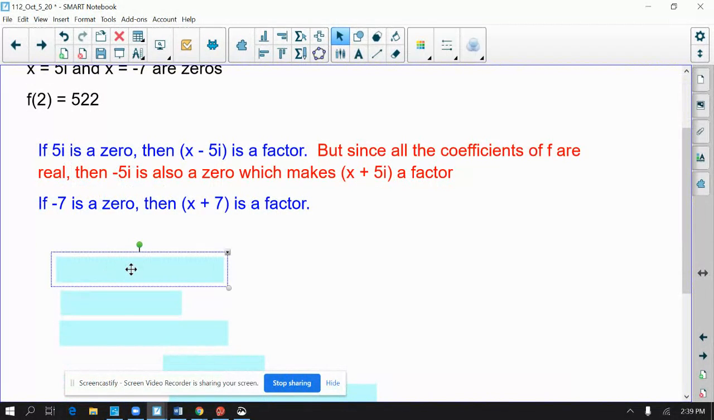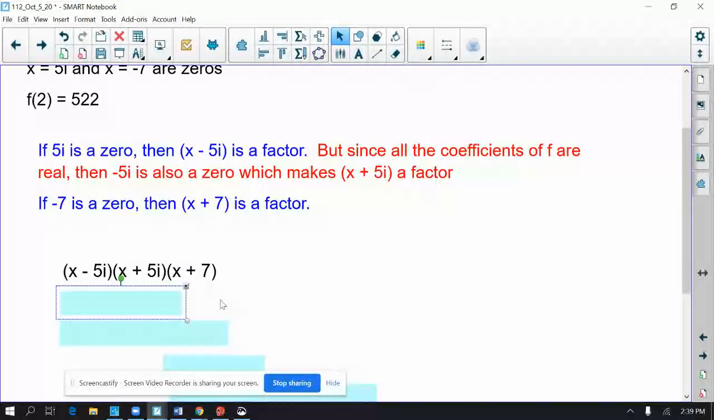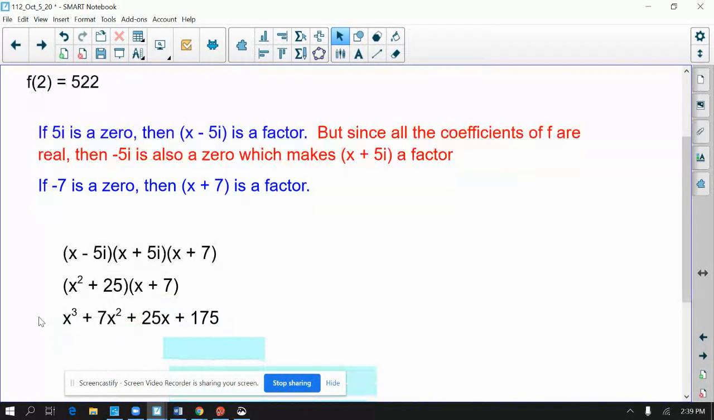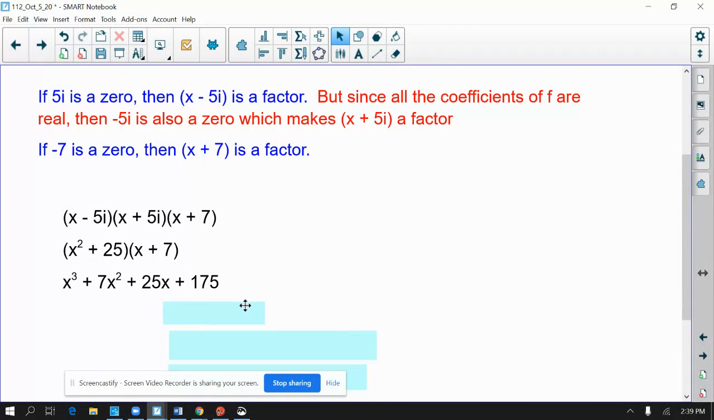Now I multiply all my factors, and I'm going to skip a step here because realizing that this is a difference of squares, it's going to multiply to x squared minus 25i squared, but i squared being -1 makes that -25 positive 25. And then multiply again. I've got no like terms.